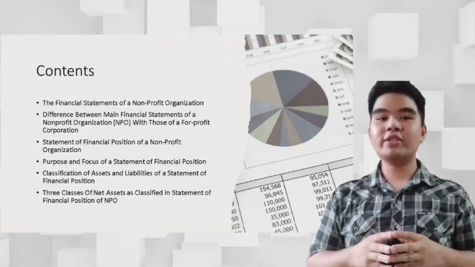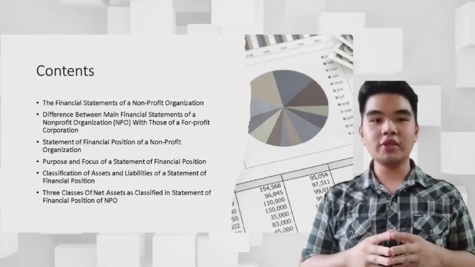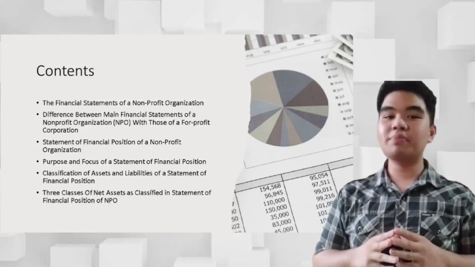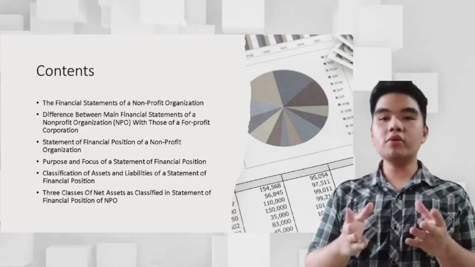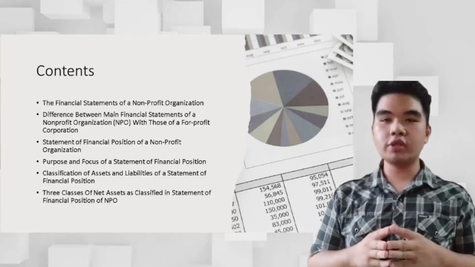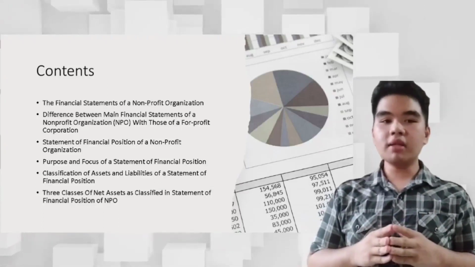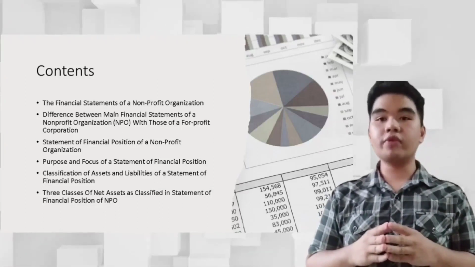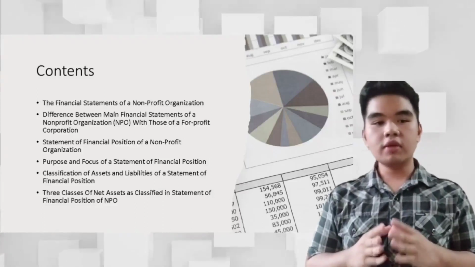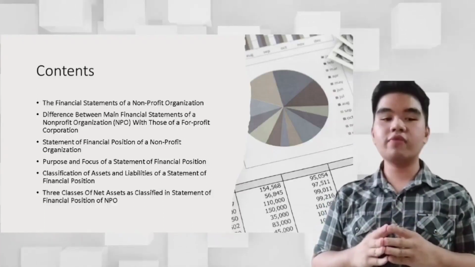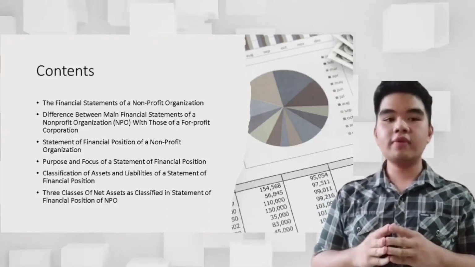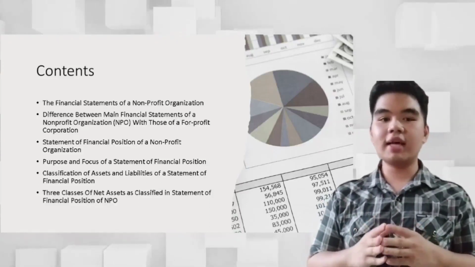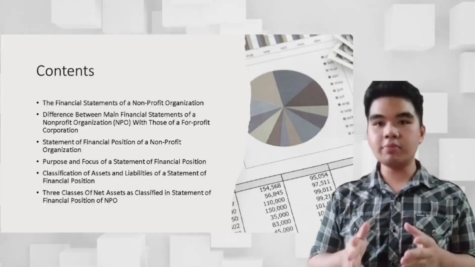1. The financial statements of a non-profit organization. 2. The difference between main financial statements of a non-profit organization with those of a for-profit corporation. Number 3. Statement of financial position of a non-profit organization. The fourth one is the purpose and focus of statement of financial position. The fifth, classification of assets and liabilities of statement of financial position.